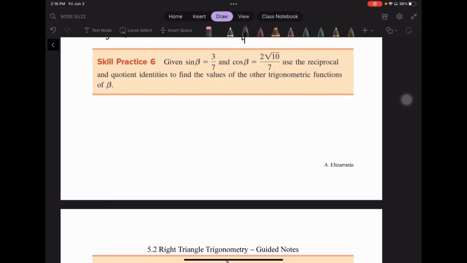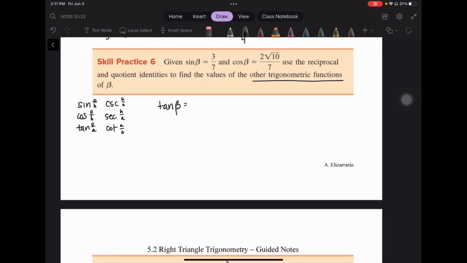Skill practice 6, we have sine and cosine, and we want to use the reciprocal and quotient identities to find values of other trigonometric functions. So for sine and cosine here, I know that sine is the reciprocal of cosecant, and cosine is the reciprocal of secant. Now, I want to find all other trigonometric functions. I'm going to write these out. In this case, we're not labeling a triangle here. We are just supposed to use the identities.